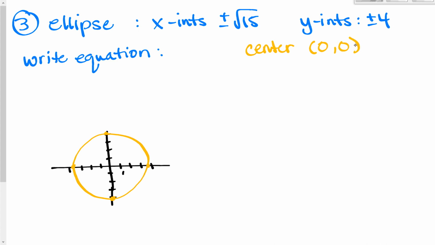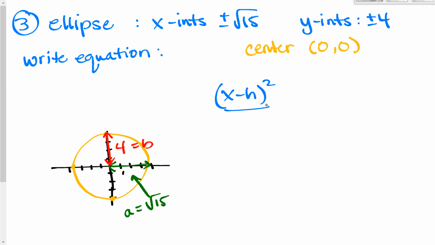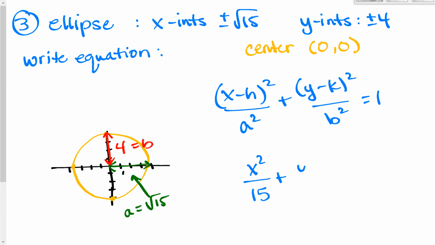And so, can you tell what the distance from the center to the side is? That distance is square root 15, and that is a. Can you tell what the distance from the center to the top is? That distance is 4, and that is b. So let's put all those numbers into our equation. Remember, here's the generalized, but called standard, form of the equation. We can substitute our center in there, and we're going to square a, and we're going to square b, and there we have the equation.